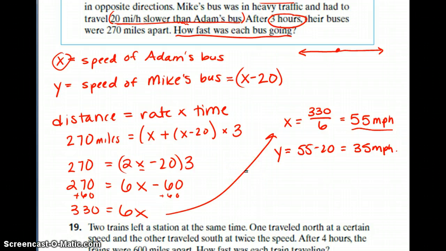So when you write your final answer, write out exactly what the question is asking for. So the question is asking how fast was each bus going?